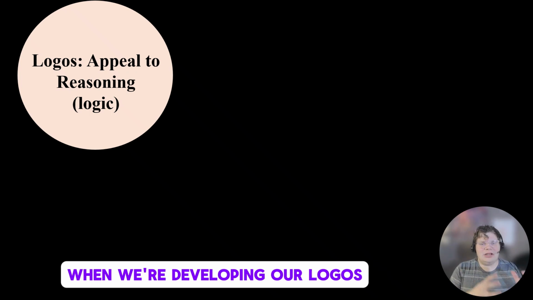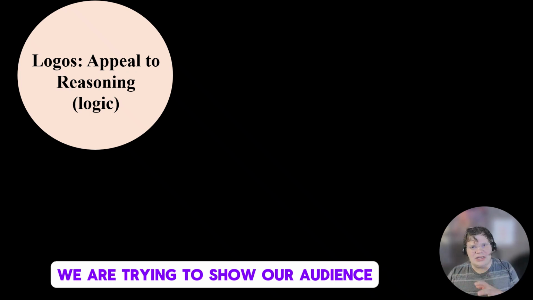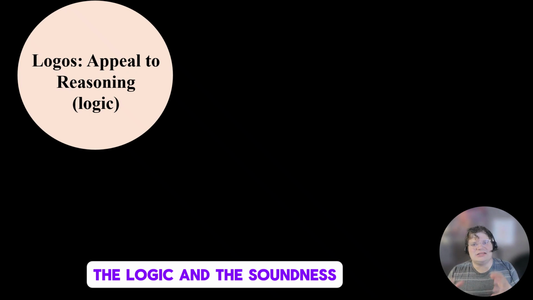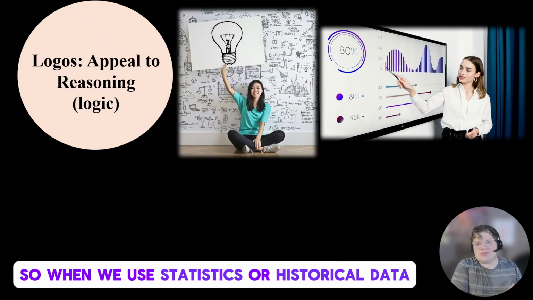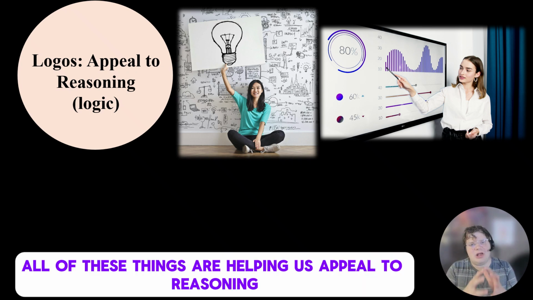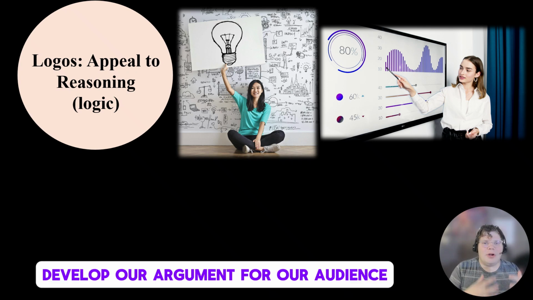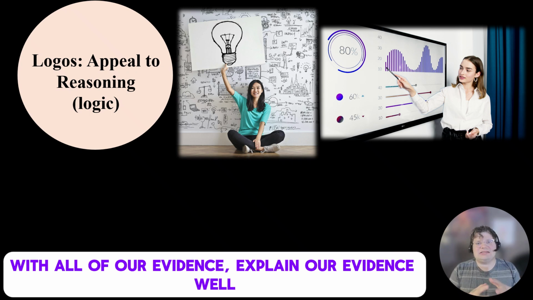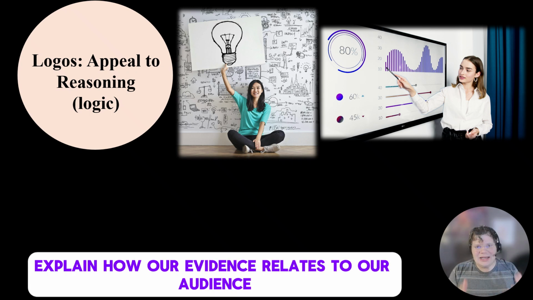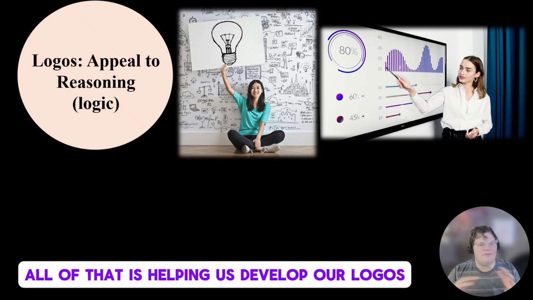When we're developing our logos, we are trying to show our audience the logic and the soundness of the argument that we are making. So when we use statistics or historical data or quotes from experts, all of these things are helping us appeal to reasoning because they're helping us develop our argument for our audience. Especially when we present a well organized speech with all of our evidence, explain our evidence well, explain how our evidence relates to our audience. All of that is helping us develop our logos.